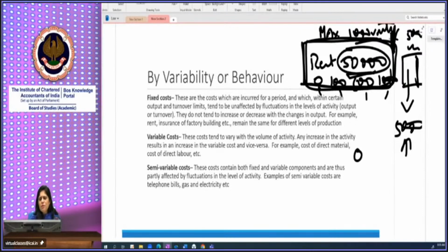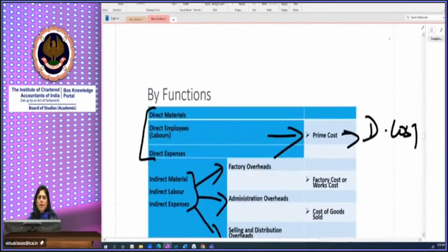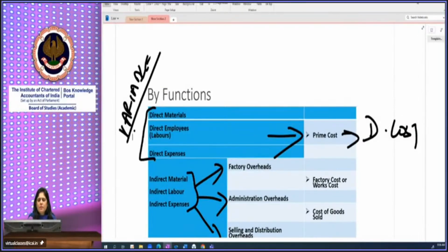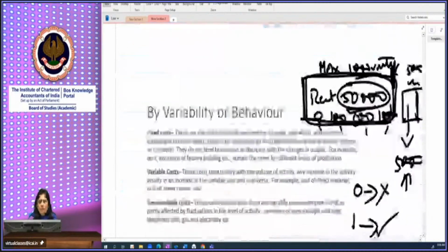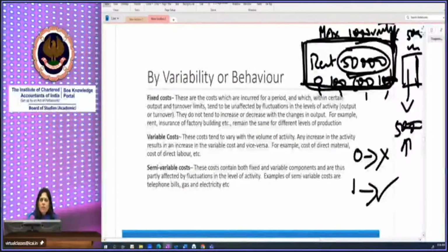You are producing 0, there is no variable cost. You are producing 1 unit, the variable cost starts increasing. All right. So variable cost, raw material. So remember, direct cost is always variable. Clear? Always remember this. So raw material cost, when you produce something, only then will raw material cost be there.